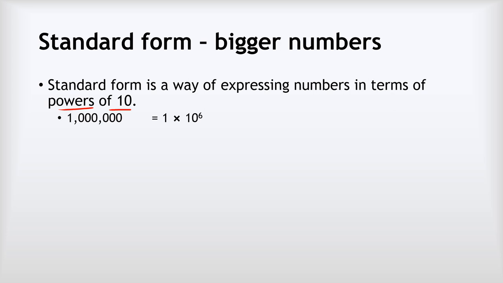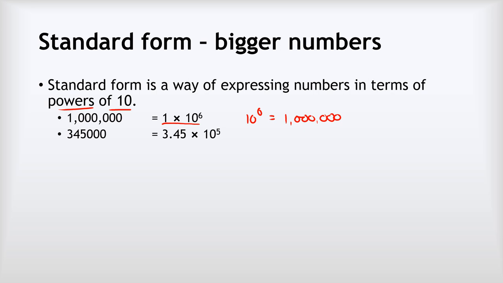So for example, rather than writing 1 million, I could write 1 times 10 to the power of 6. How does that work? Well, let's have a think about what we mean by 10 to the power of 6. 10 to the power of 6 is just a more compact way of writing out 1 million, like this. Okay. So when we say 1 times 10 to the power of 6, what we mean is one lot of 1 million.